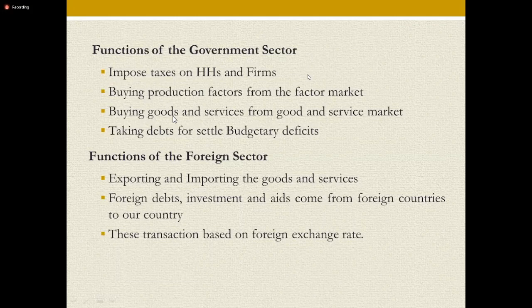Functions of the foreign sector. What are the functions of the foreign sector? Exporting and importing of goods and services, right? It is clear. Foreign debts, investment and aids come from foreign countries to another country, right?